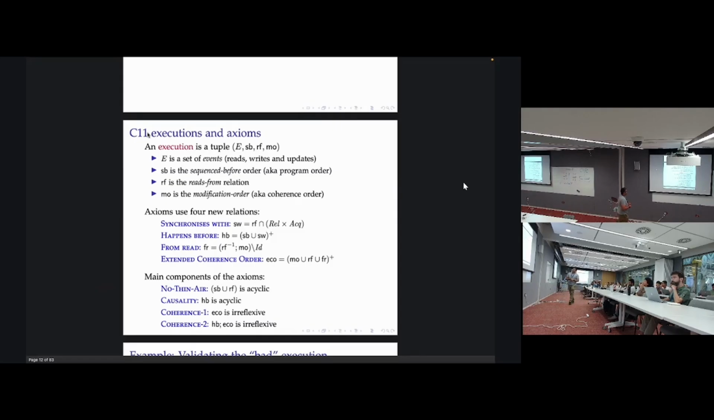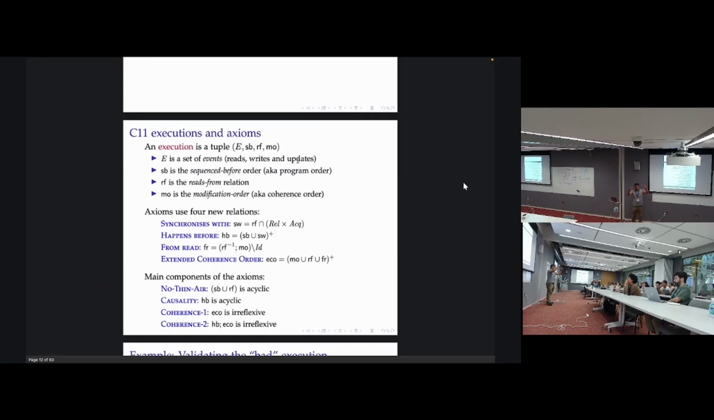So instead, what people have done is come up with what's called an axiomatic semantics. What you do is you think about the behavior of a program, or the state of a program, as being a graph. The graph has events: reads, writes, and read-modify-write events, because we want some synchronization. The graph also has what's called sequenced-before, or program order. Maybe I'll show you an example of that in a second.